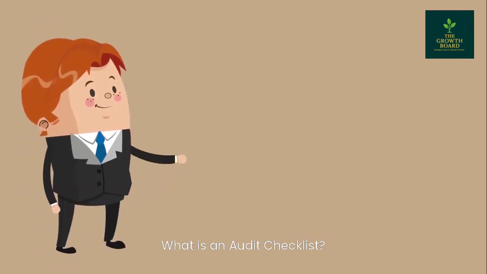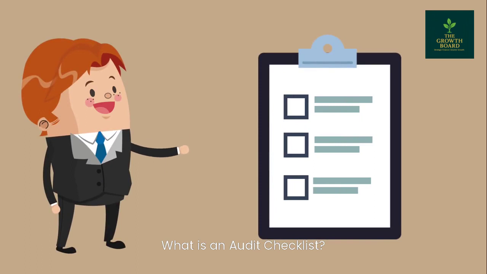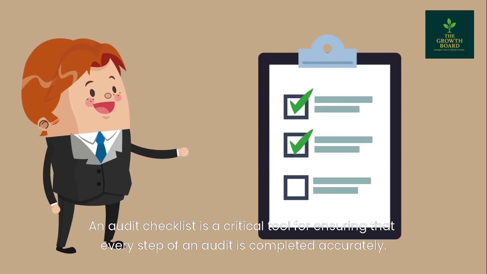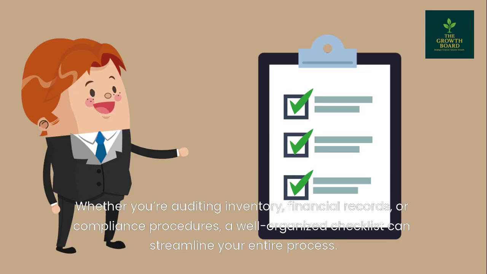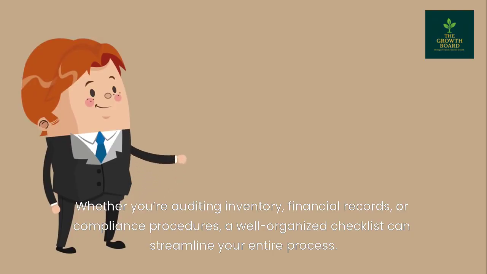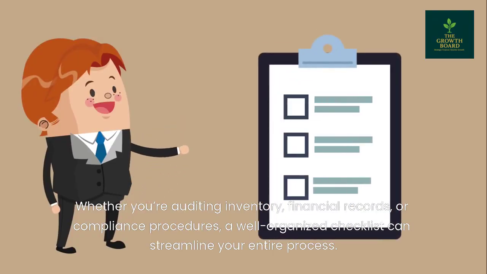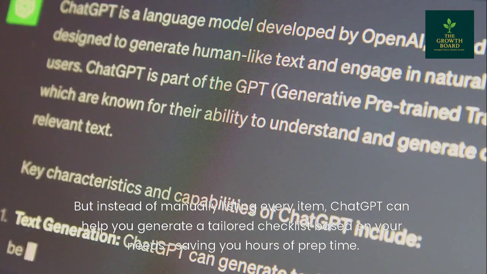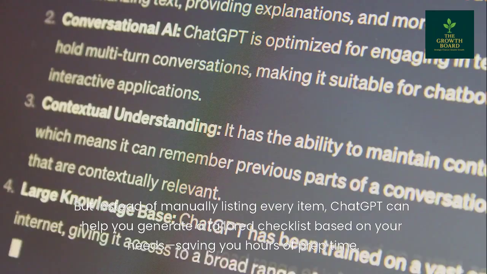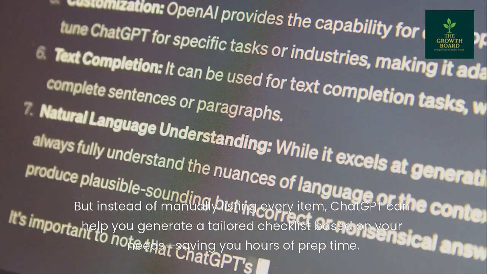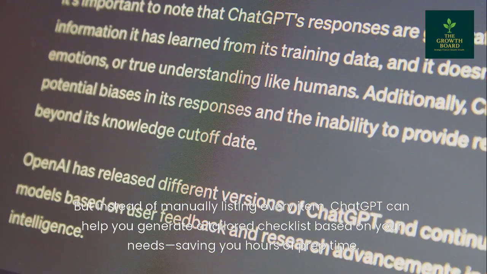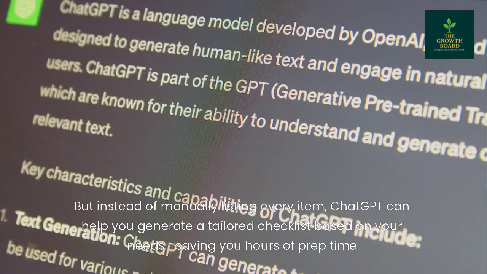What is an audit checklist? An audit checklist is a critical tool for ensuring that every step of an audit is completed accurately. Whether you are auditing inventory, financial records, or compliance procedures, a well-organized checklist can streamline your entire process. But instead of manually listing every item, ChatGPT can help you generate a tailored checklist based on your needs, saving you hours of prep time.